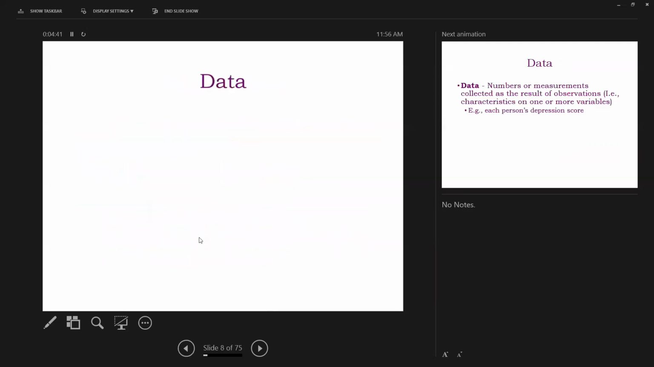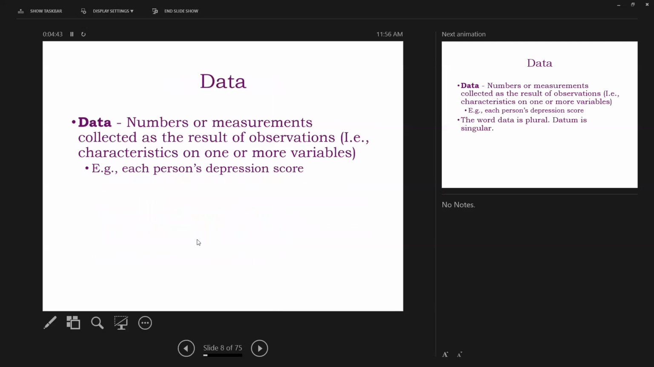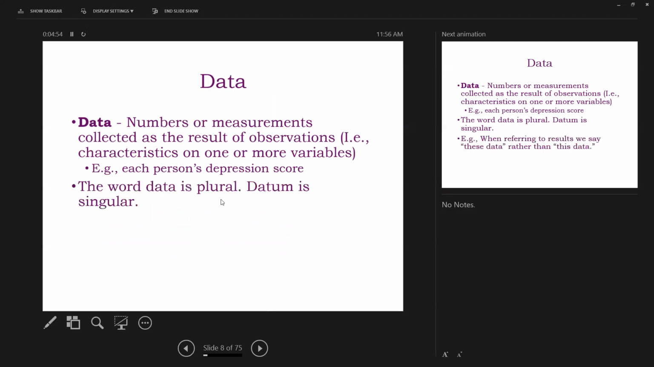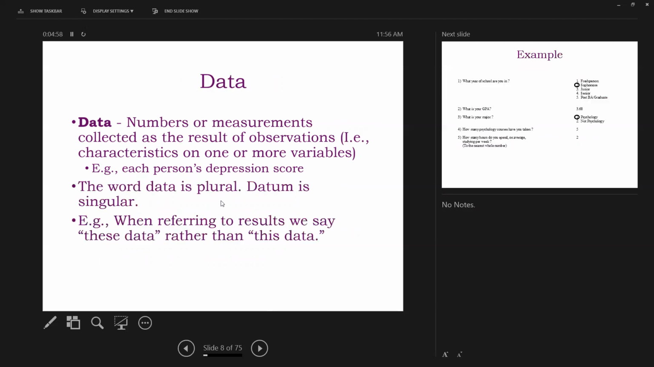So moving on, data. Like I said, data is just pieces. Data is plural and a datum is a piece of information. So numbers or measurements collected as a result of observations. Okay. Remember, it's plural. Datum is singular. For example, when referring to results, we say these data rather than this data. The data show rather than the data shows.